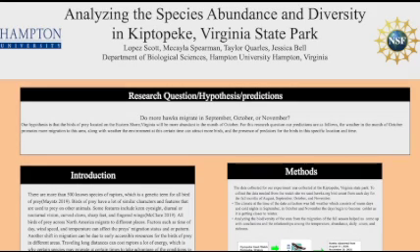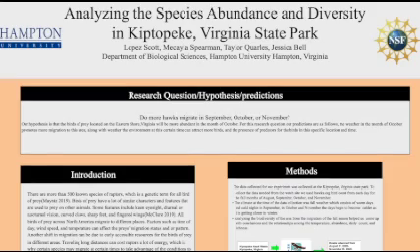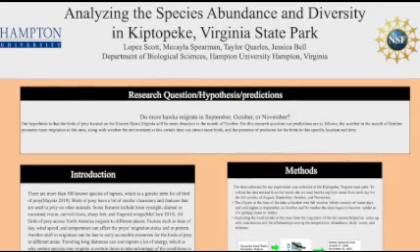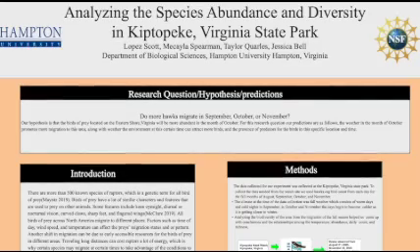The title of our poster is Analyzing the Species Abundance and Diversity in Kiptopeke, Virginia State Park. Our project is by Lopez Scott, Mecayla Spearman, Taylor Quarles, and Jessica Bell.